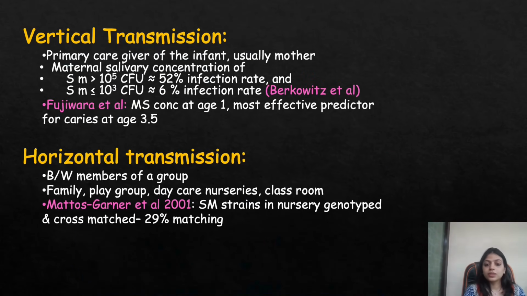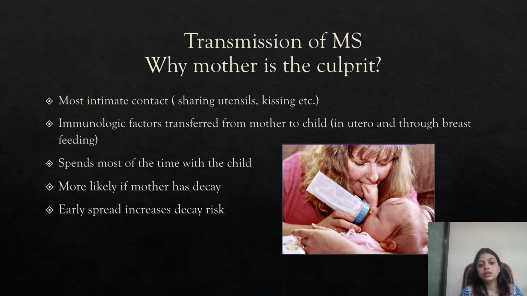Now how does this transmission take place? It can be vertical transmission, which is from the primary caregiver, that is mother usually, and like I told, in one of the studies it has been shown that maternal salivary concentration of Streptococcus mutans affects the infection rate in infants. Horizontal transmission can also take place, that is between the members of a group or family, play group, daycare, nurseries, classroom. Why mother is being considered as the main culprit is because the most intimate contact is with the mother. There is sharing of utensils, kissing.